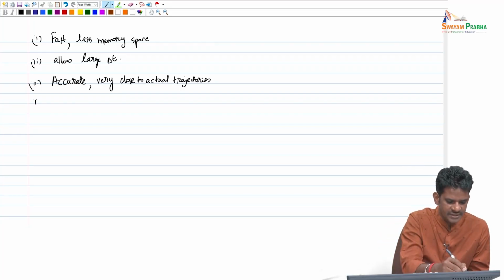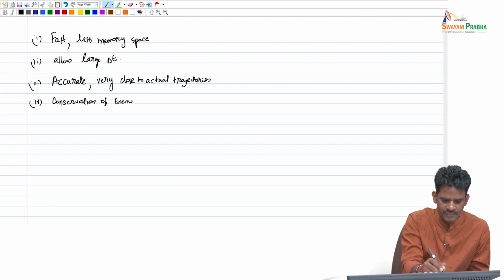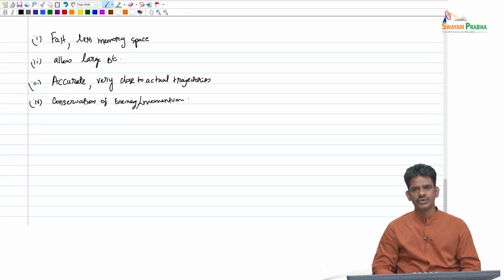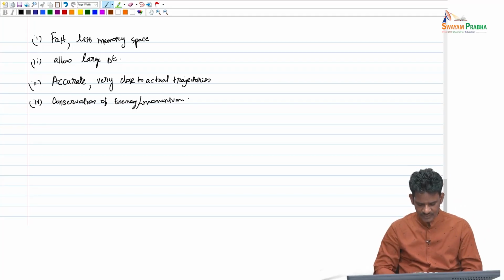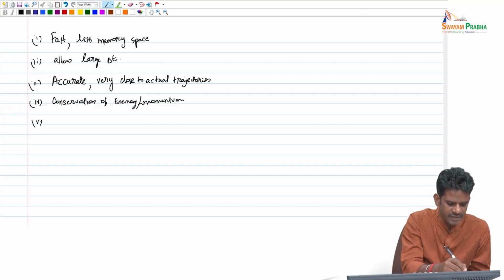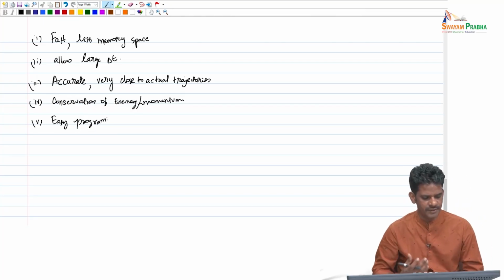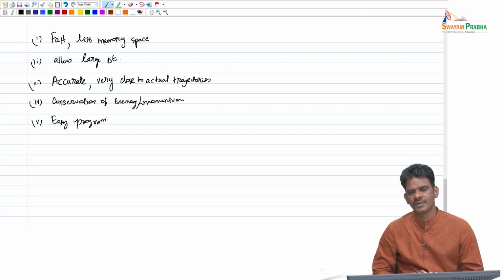And like we discussed in the previous class, it should also ensure the conservation of energy, momentum, etc., the linear momentum. So, this algorithm should not violate any of these conserved quantities, and finally, the fifth one is it should be easy to program or easy to code. So, these are some of the important qualities of a good algorithm.